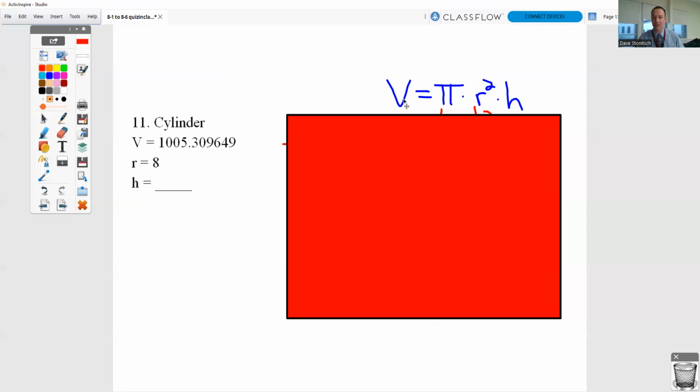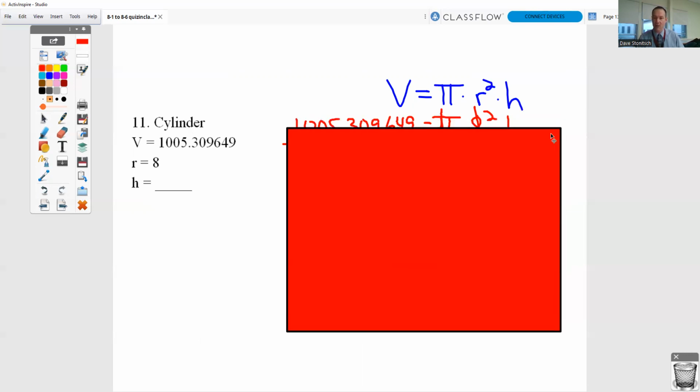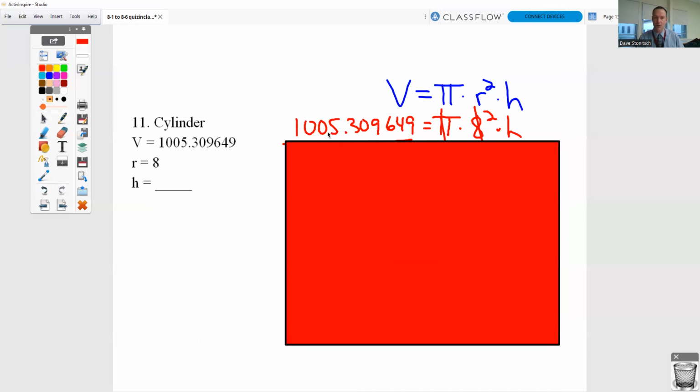So what I would suggest doing is writing down the formula. Cylinder is volume equals pi r squared h. Sub in everything where it needs to go. You're given the volume. So 1005 goes in the volume spot. Pi stays pi. 8 is our radius. So instead of r squared, you have 8 squared. We're looking for the height. Now, when you go to solve for the height, it's just like solving an equation.